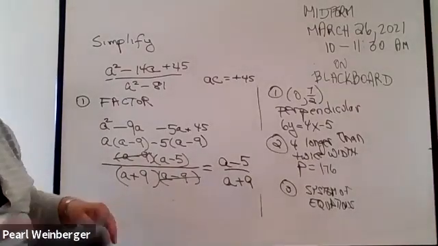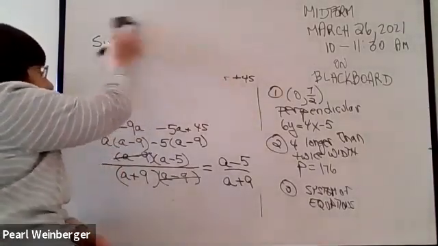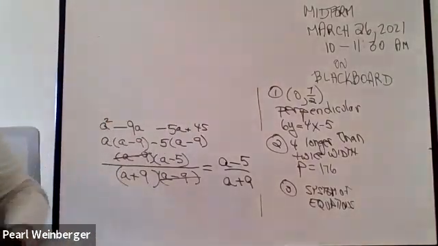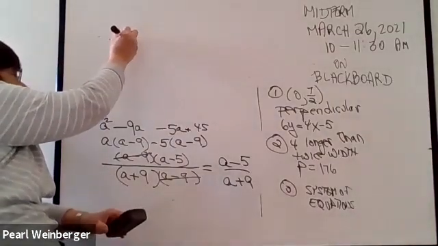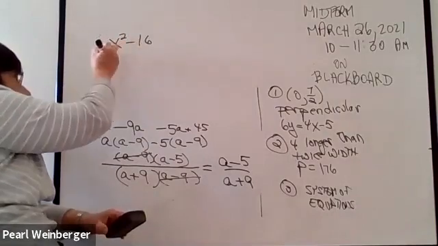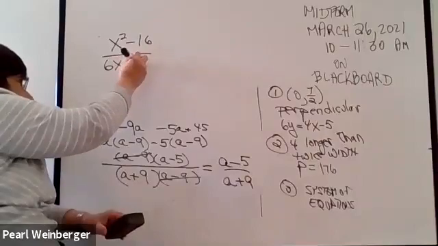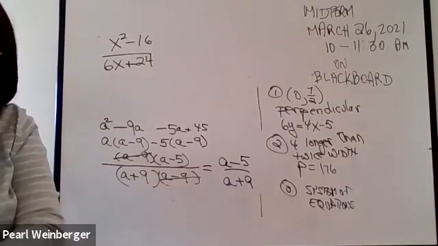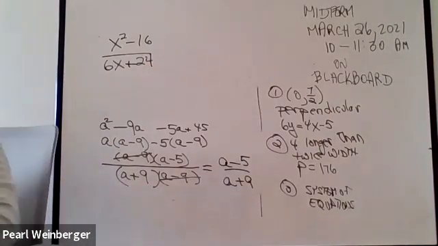And here's one for you to try. We have x squared minus 16 in the numerator and 6x plus 24 in the denominator. See if you can reduce this. See if you can simplify this fraction. While you're doing that, I'm going to be taking attendance.